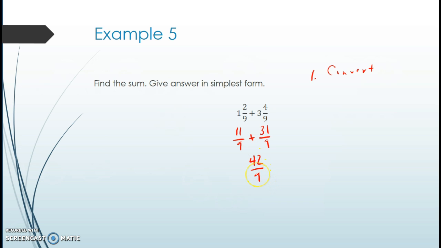And then I look to see what goes into both of these. 4 plus 2 is 6, which means 3 will divide into both, so I'm going to divide top and bottom. I'm going to divide out that 3. And so I will be left with 14 over 3. And again, just leave it improper, don't worry about making it mixed.